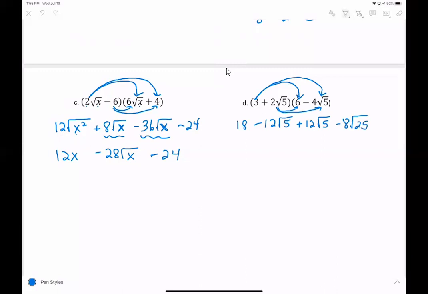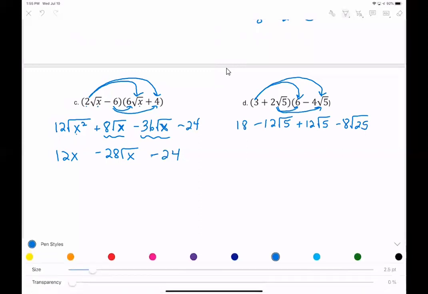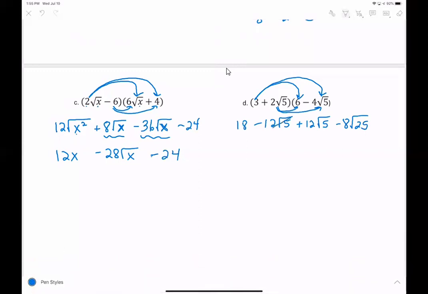So now we're going to see about combining like terms or doing any more simplifying. Notice that these are going to cancel, and that the square root of 25, so I'm going to bring down my minus 8, and I'm going to change the square root of 25 to 5. And this is, you're multiplying here. So 18 minus 40 is going to be a negative 22.